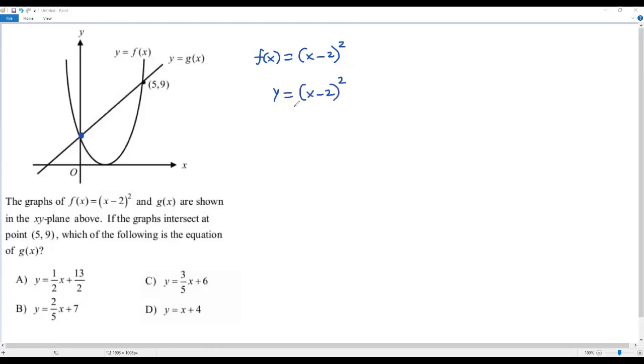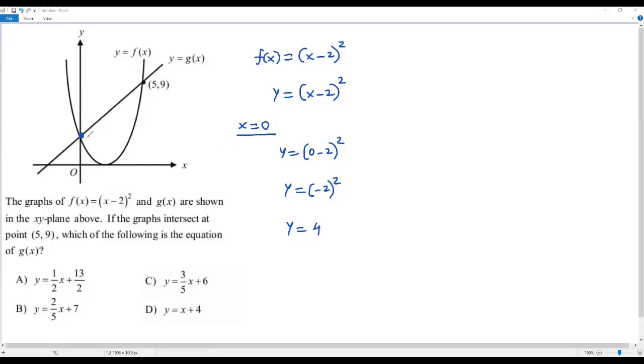Now, to get the y-intercept of this parabola, I have to plug in x equals 0. At the y-intercept, the x-coordinate is always 0. Okay, now let me plug in 0 for this x over here. Then I'm getting y equals (0 − 2) squared. Then we get y equals (−2) squared, and the evaluation of (−2) squared is 4. Okay, I got the y-coordinate of the y-intercept of the parabola, that is 4.